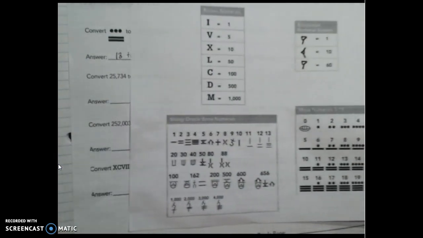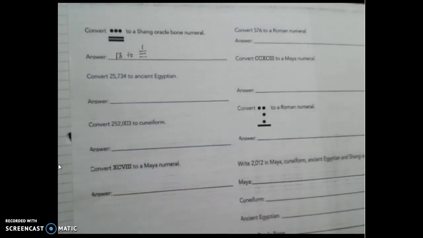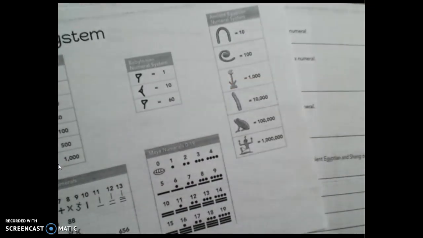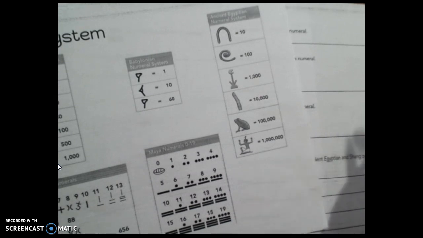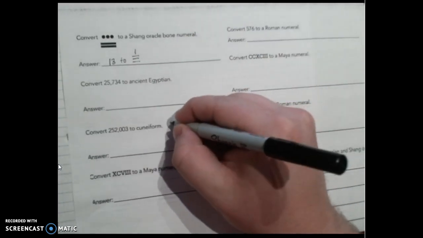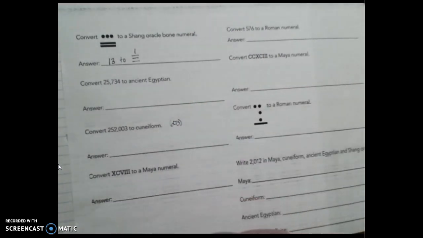All right, the next one, it says cuneiform, and we're going to be doing 252. The thing with cuneiform is, if you look at it, the symbol for 1 and the symbol for 60 are the same. The reason why is after you get to 59, 60 becomes our next place value. The way we do it is normally 10 becomes the next place value, but 60 becomes the next place value for us. So when you think about 252, you want to think how many 60s go into 252.